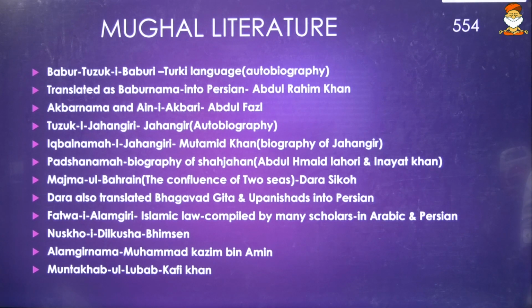Again, Padshahnama, a biography of Shah Jahan by Abdul Hamid Lahori and Inayat Khan. Then Majma-ul-Bahrain, The Confluence of Two Seas, by Dara Shikoh. Dara also translated the Bhagavad Gita and Upanishads into Persian.